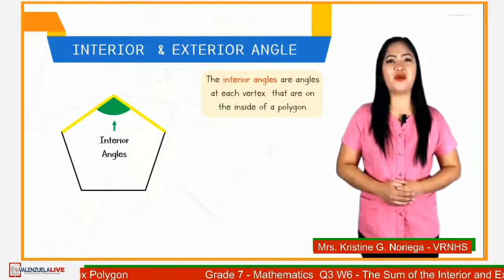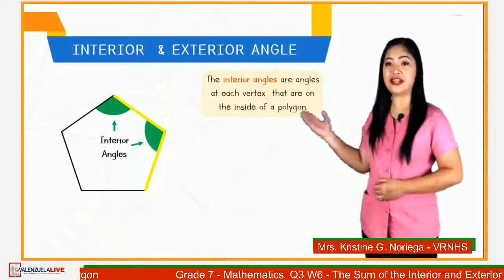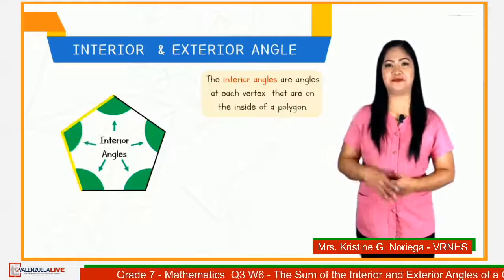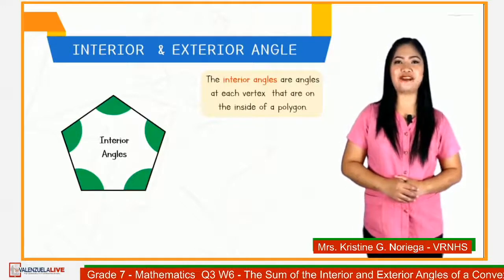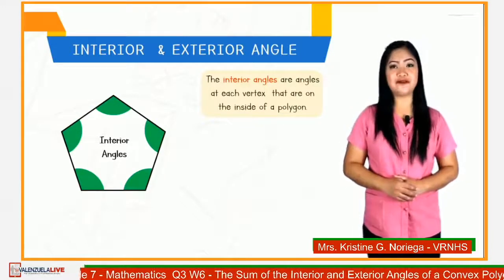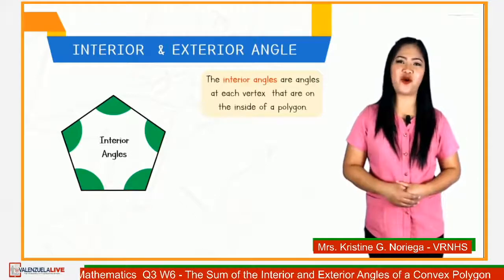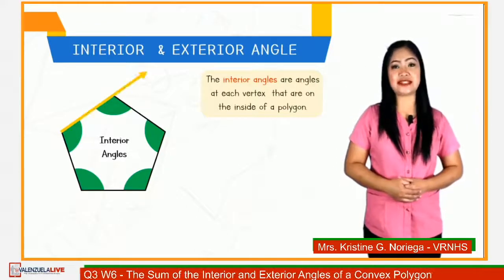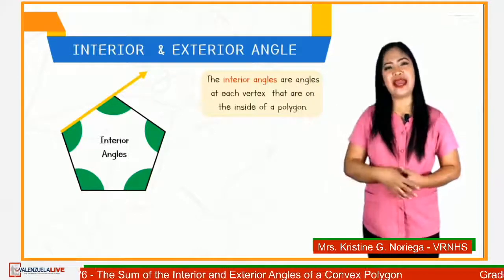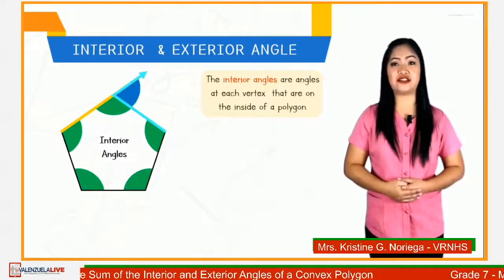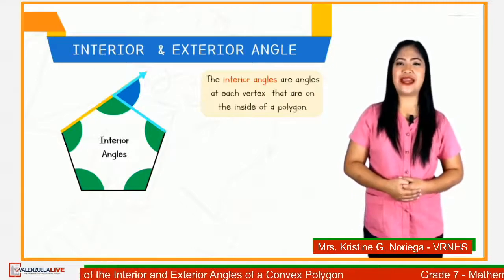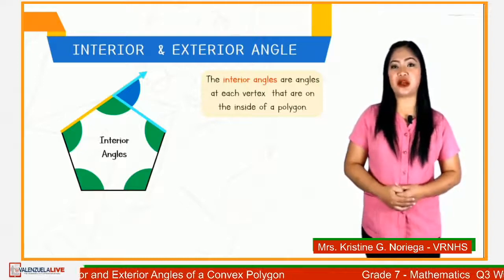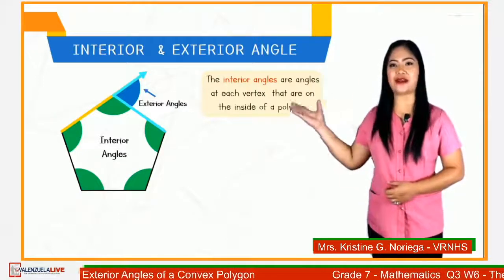Then, we have another interior angle here, here, here, and here. Therefore, all in all, a polygon with 5 sides or a pentagon also forms 5 interior angles. Now, if we extend this side of the polygon, it will form another angle to the adjacent side, and this angle is formed outside the polygon. So this is what we call an exterior angle.